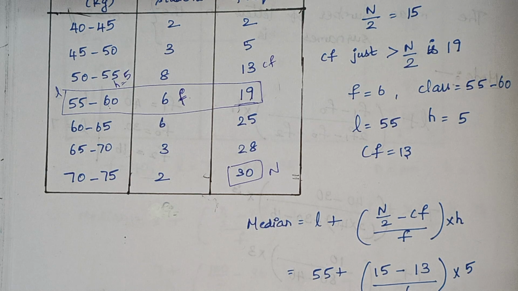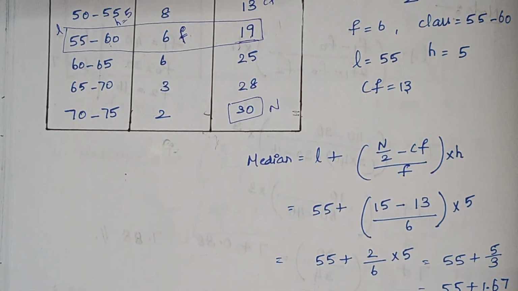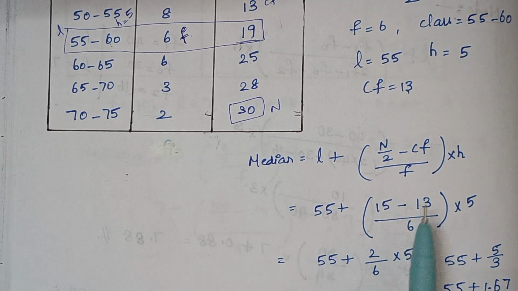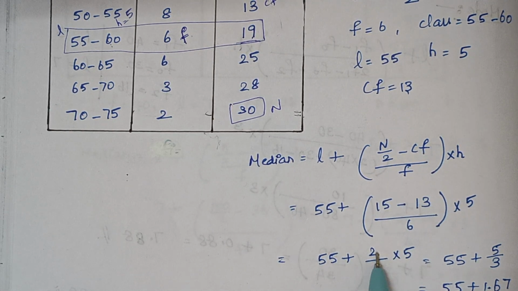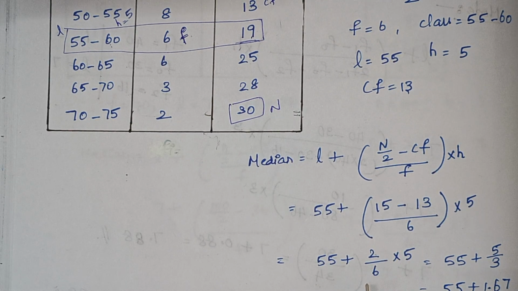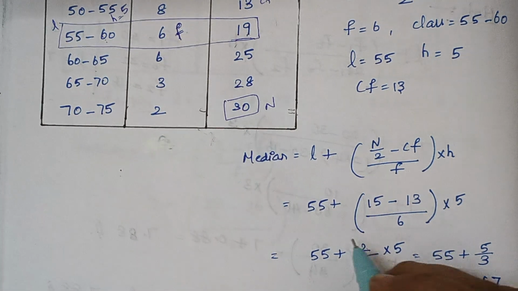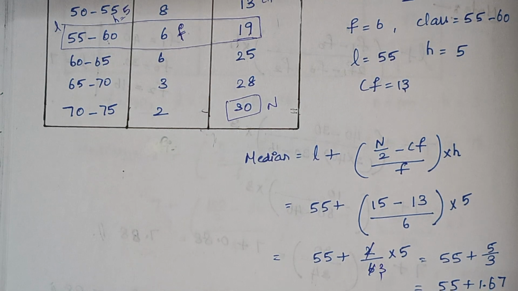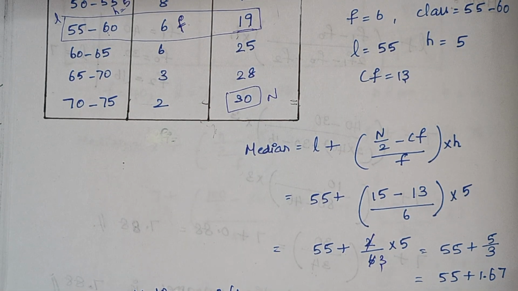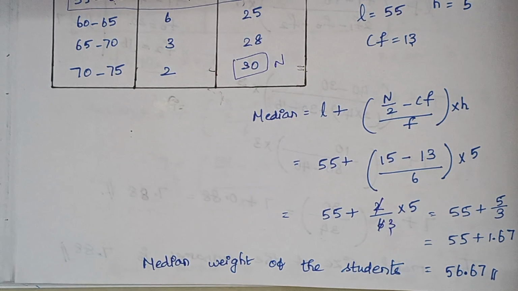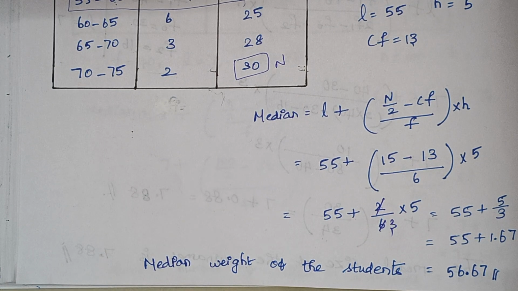So the next thing is we have to solve. So 15 minus 13 gives you 2. Okay, write the remaining parameters as such. 55 plus, when you solve this, 15 minus 13 gives you 2. So 2 by 6 into 5. When you cancel 2 and 6, it becomes 1 by 3. So here it is 5 by 3. 5 by 3 gives 1.67. So 55 plus 1.67 finally gives the answer 56.67. So this is the median weight of the students.